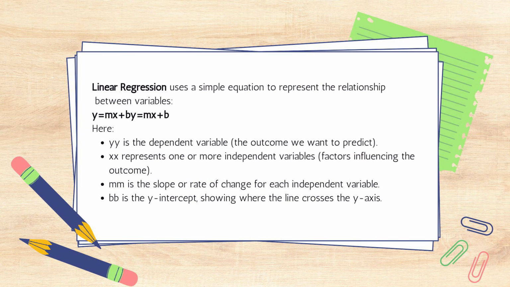line crosses the y-axis. The goal is to find the line that best fits the data by minimizing the distance between actual and predicted values, a process called the least squares method. Linear regression works best when there's a linear relationship between variables, meaning the change in one variable consistently affects the other. So when and how to use linear regression?